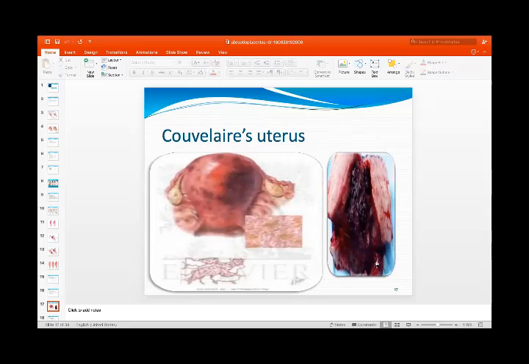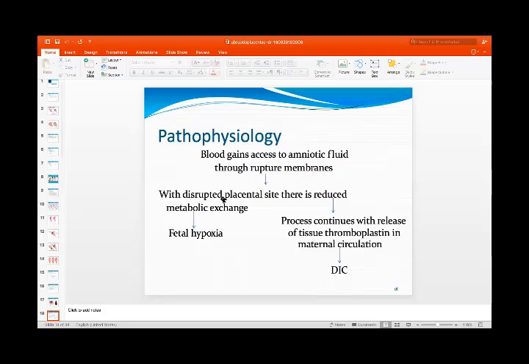This is a Couvelaire uterus. This is how it appears to the naked eye. It is all bruised, small ecchymotic spots. So it is all bruised, and when you open, it is all ecchymotic, all bruised. This is Couvelaire uterus, so it will not contract. So if the blood goes into the myometrium, it will form Couvelaire uterus, and the blood gains access to the amniotic fluid through ruptured membranes.